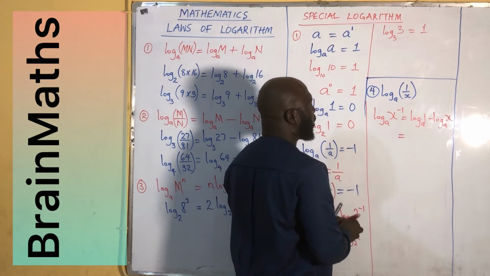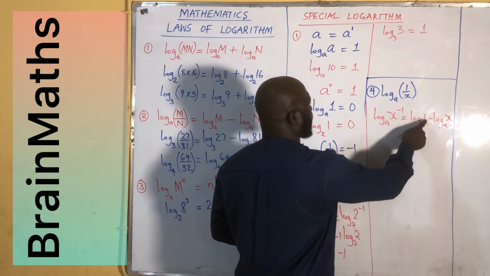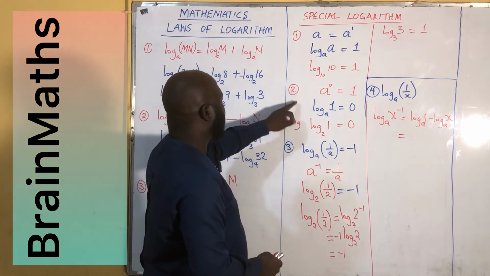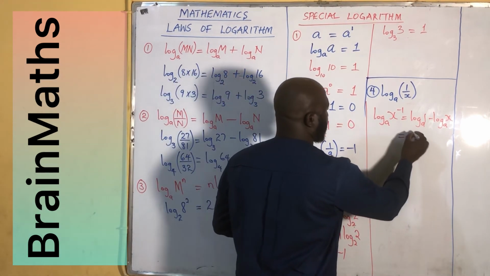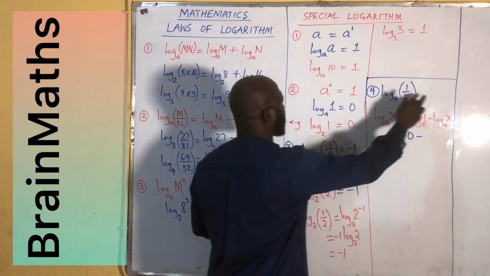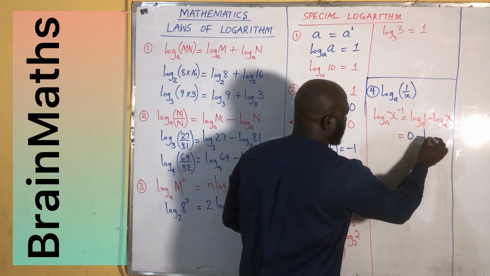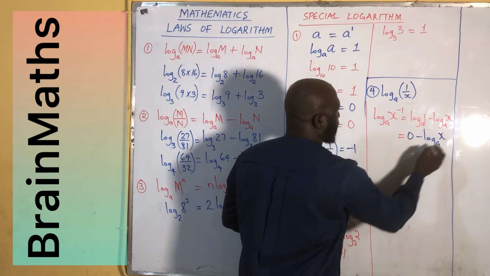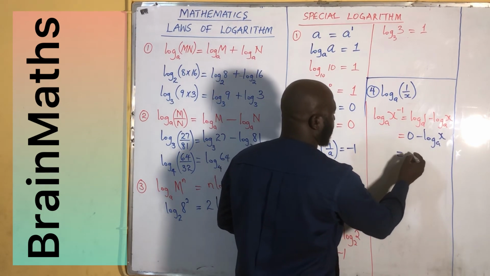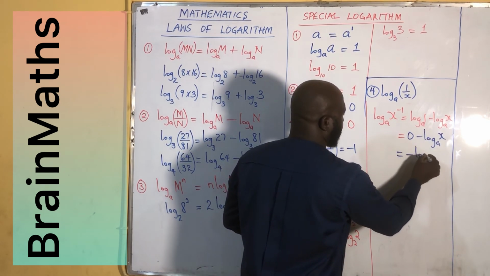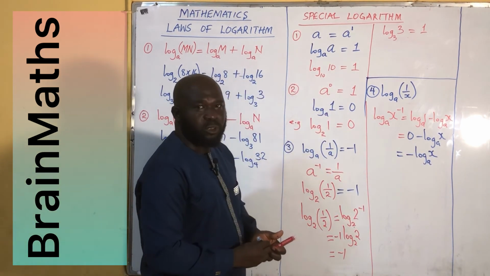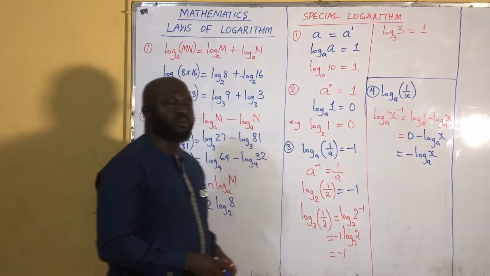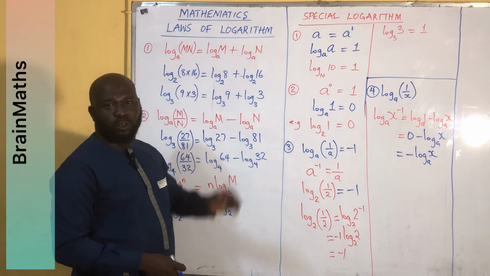So we have logarithm in base a of 1. We have done that here. Logarithm in base a of 1 will give us 0 minus logarithm in base a of x. So our answer for this will be minus logarithm in base a of x. On this note, we have come to the end of the laws of logarithm.